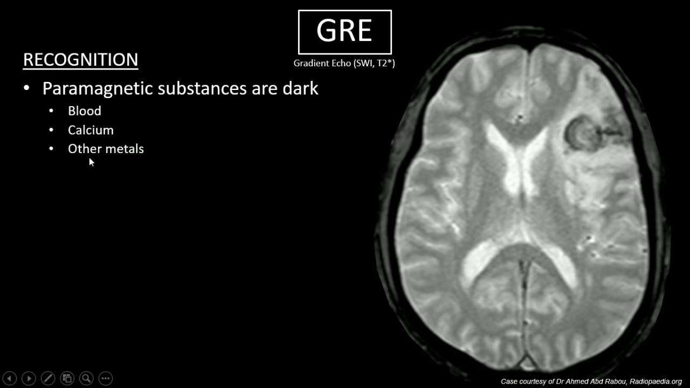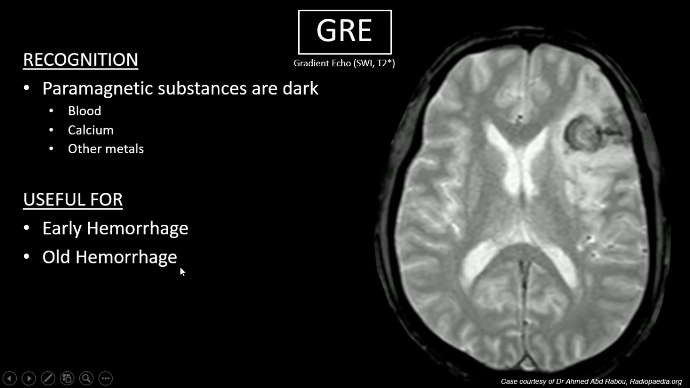And what do I mean by other metals? Well, there have been cases, for example, of Wilson's disease where we actually can pick up on the copper deposition in the brain. What is this useful for? Early hemorrhage. Not many sequences can pick up on early hemorrhage. This one can. Old hemorrhage. So old hemorrhage secondary to deposition of hemosiderin.